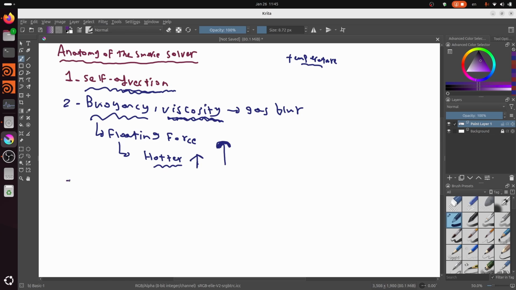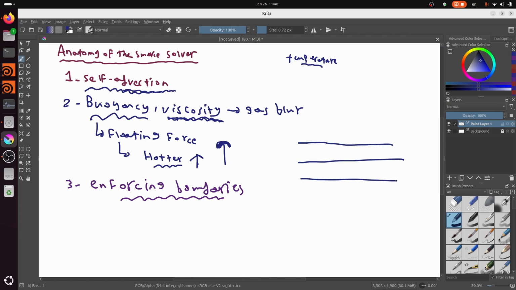The third thing that we are going to do is enforcing boundaries. So what are boundary conditions? We have two types of boundary conditions in our simple smoke solver.